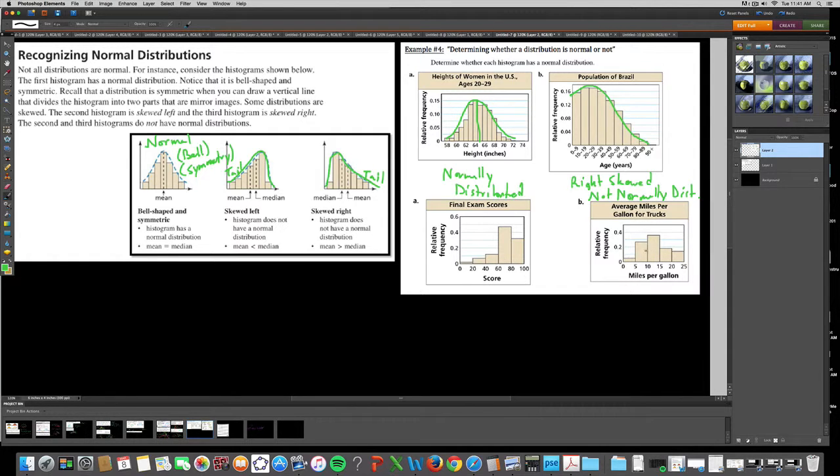I'm hoping you would say letter B, because you could see that B is a bit more symmetrical here, even though it's not perfectly symmetrical, whereas in A here we get this skew right here. So we'd say it's not normally distributed here. It's not a normal distribution. But this is more of a normal distribution here.